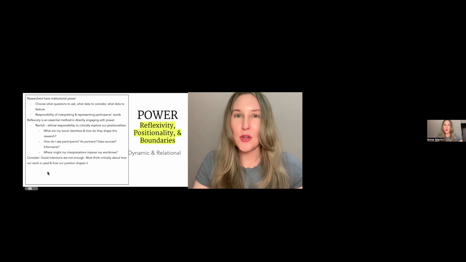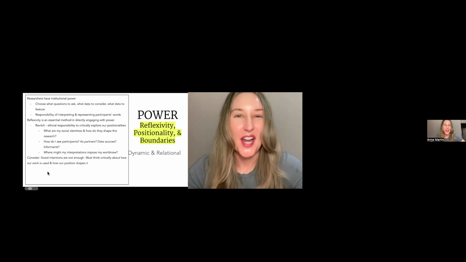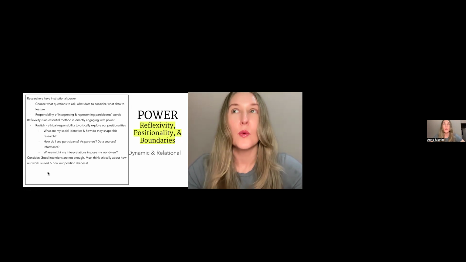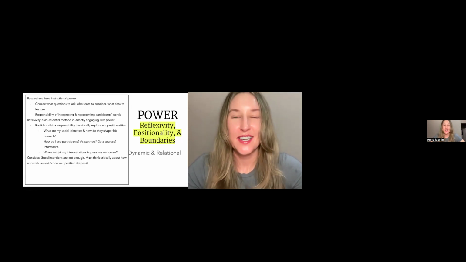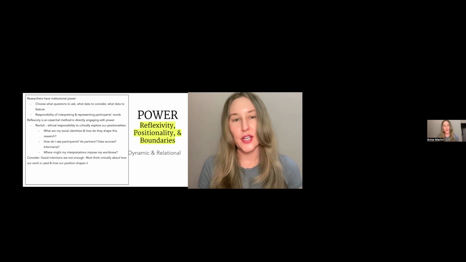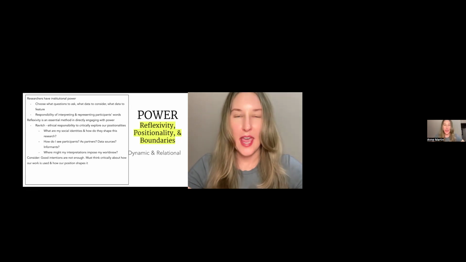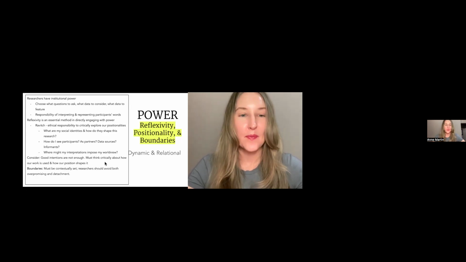I think that this is so important, and not only researcher, but in life and policy and everything, teaching, everything. Good intentions are not enough. We're responsible for more than our intentions, because we are also responsible for unintended consequences of our work. And so it's important to think critically about how your work is used, how your position shapes it, and how you will engage with this in an ongoing way.